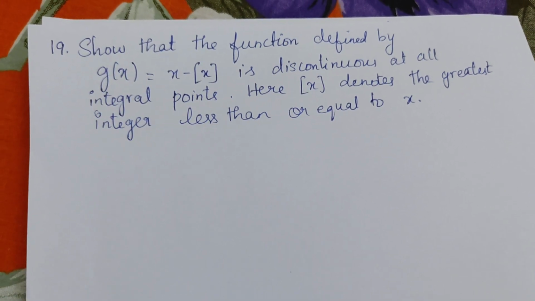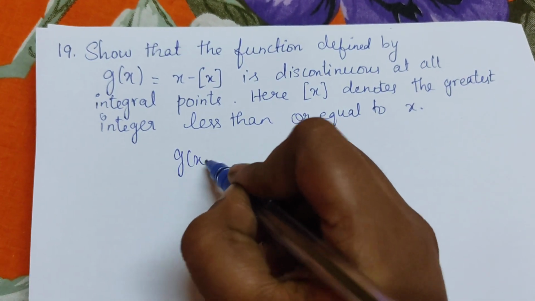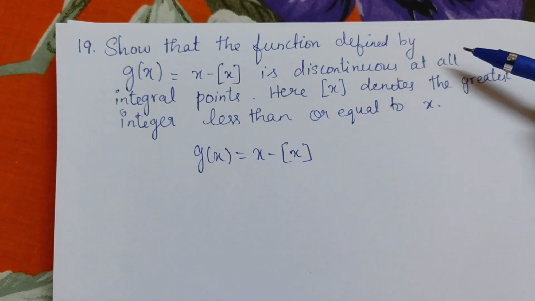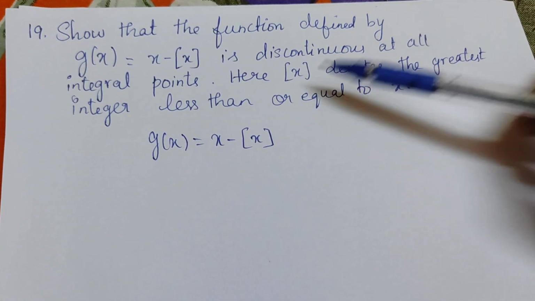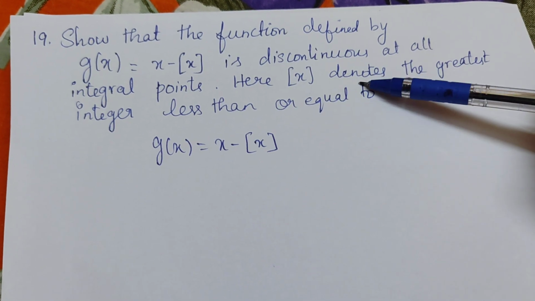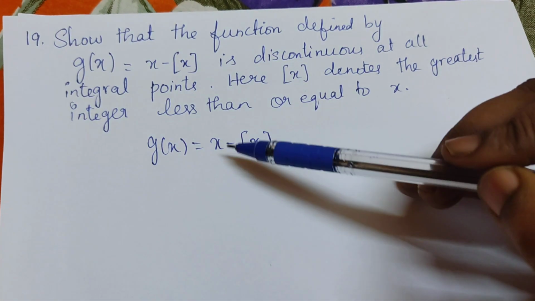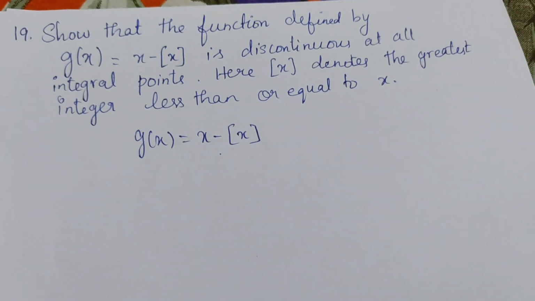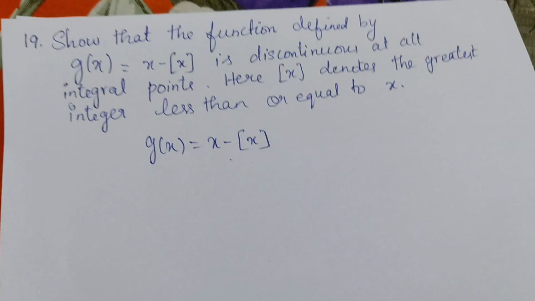Here, show that the function defined by g of x equal to x minus the greatest integer function of x is discontinuous at all integral points. Here, the box represents the greatest integer function. This is the greatest integer less than or equal to x. So the function has been defined like this, and we have to show the function is discontinuous at all integral points. Before proving this, we will discuss the greatest integer function.